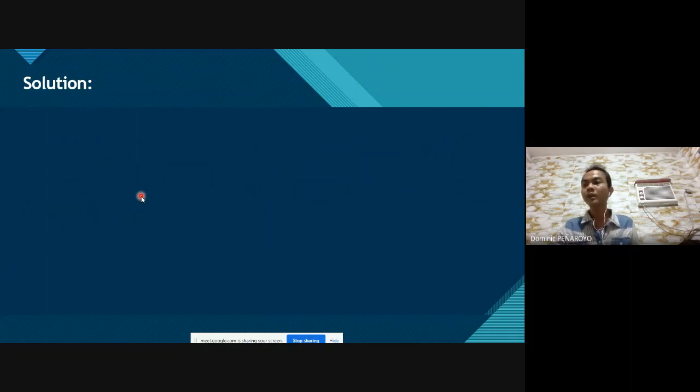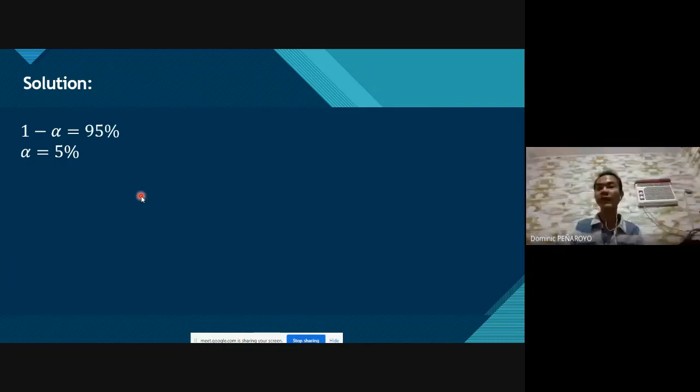So again, we need to know its properties. According to the problem, it's 95%, therefore our alpha is 5% or 0.05. That's intended for two tails, 0.05. Next is our degrees of freedom. Again, the formula we have for degrees of freedom is n minus 1. Our sample in this example is 19. So 19 minus 1, so our degrees of freedom is 18.